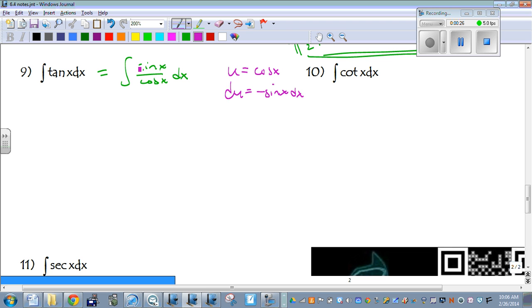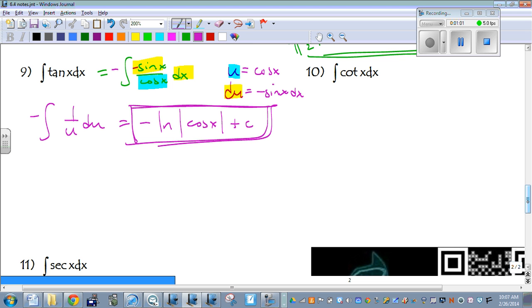Which means we need to multiply the inside by a negative 1, outside by a negative 1. So we have a negative on the outside times the antiderivative of 1 over u du. Right? The negative sine of x dx becomes our du, and the cosine of x is our u. Well, this is simple now. We just have negative natural log of absolute value of u. So in this case, that's cosine of x plus c. So there's our antiderivative.